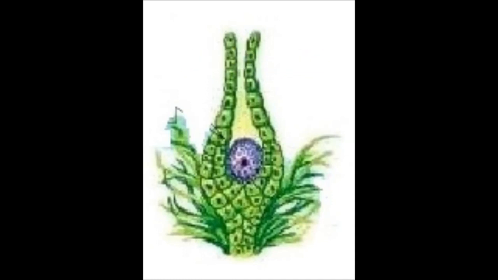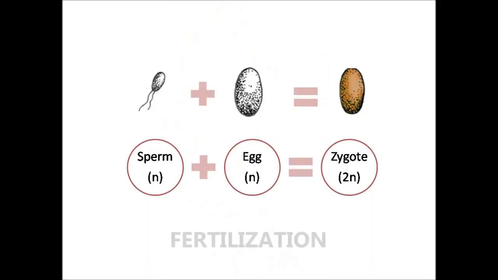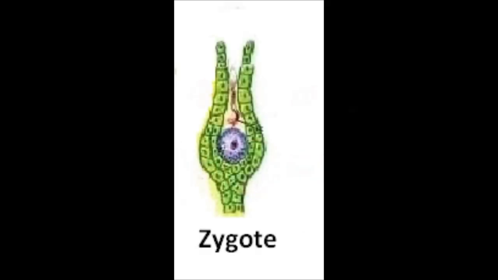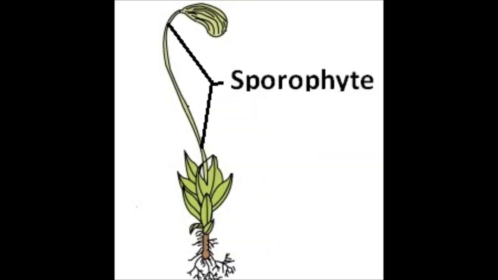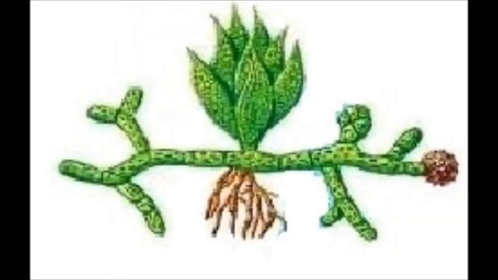Fertilization. Antherozoids are released into water and come in contact with archegonium. Antherozoids and egg fuse together to form diploid zygotes that grow into sporophytes. Sporophytes produce haploid spores by meiosis that grow into gametophytes.